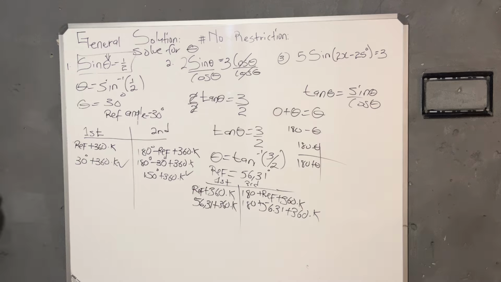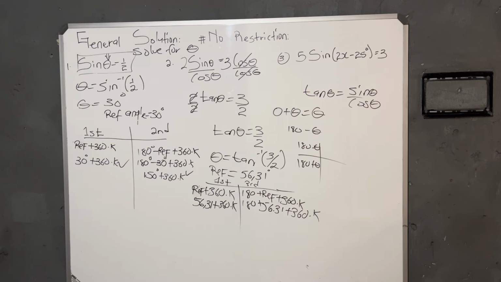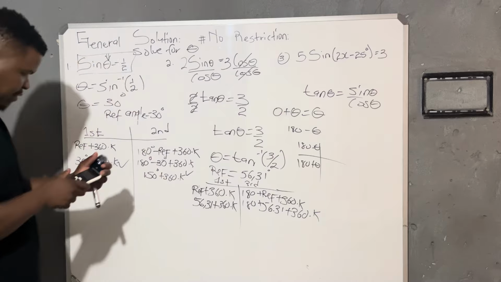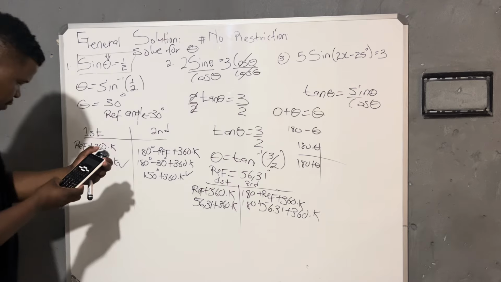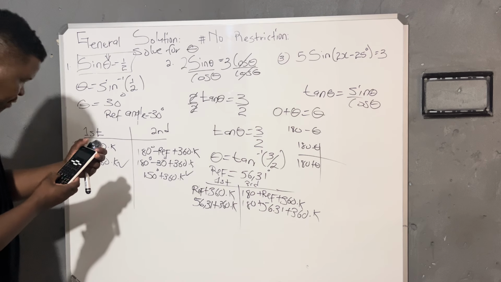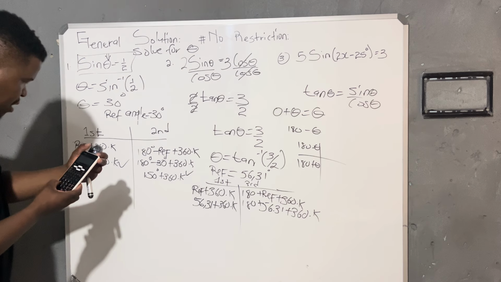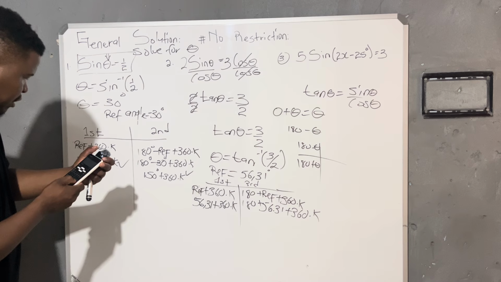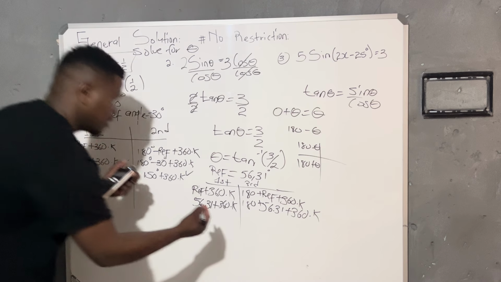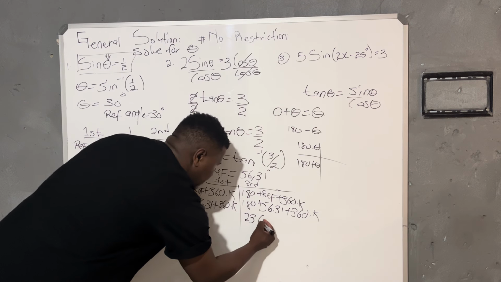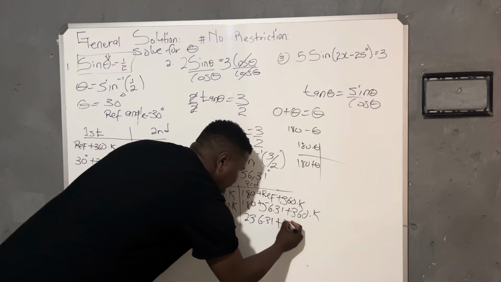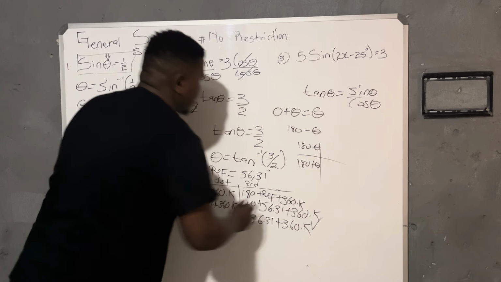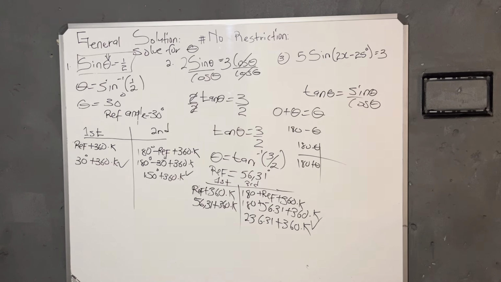So basically, you can add the reference angle of 180 plus 56,31. I'm getting a solution of 236,31 plus 360 times k. Done, my good people. Nothing more, nothing less.